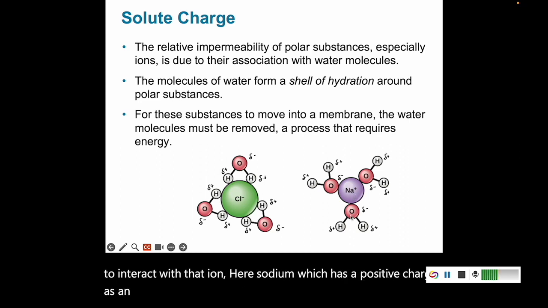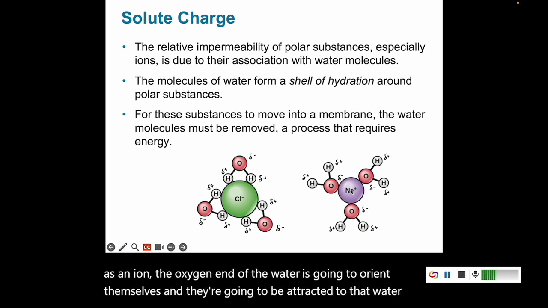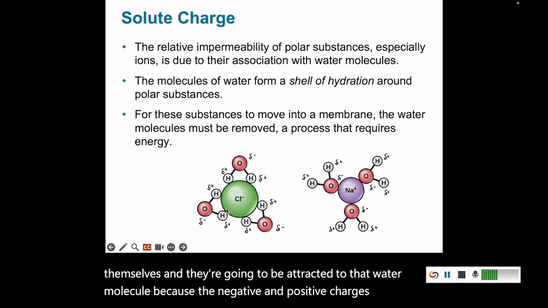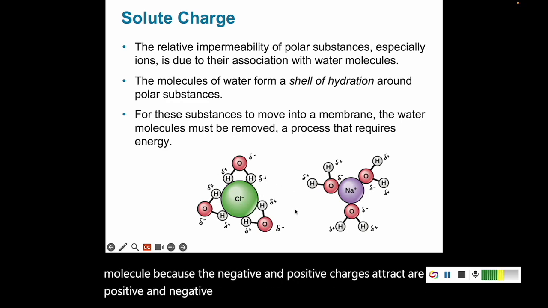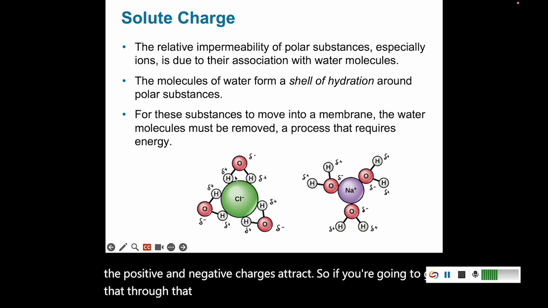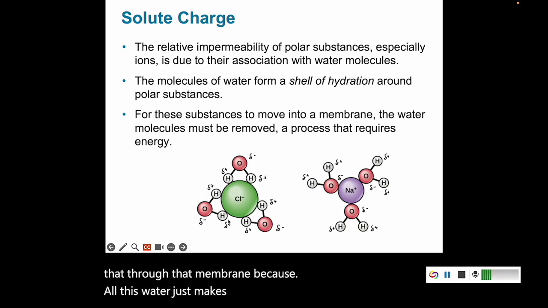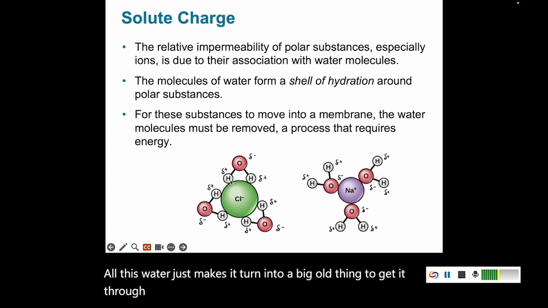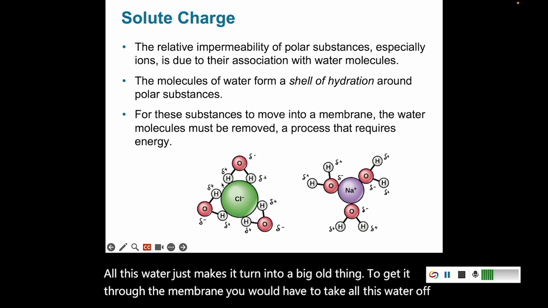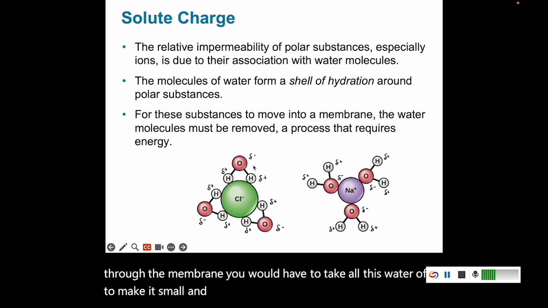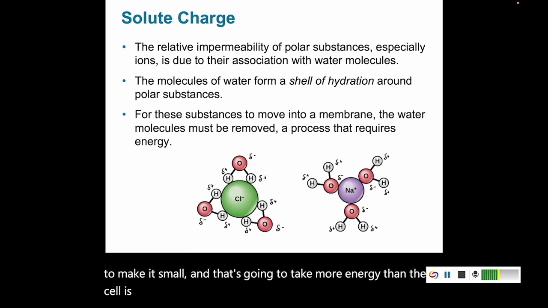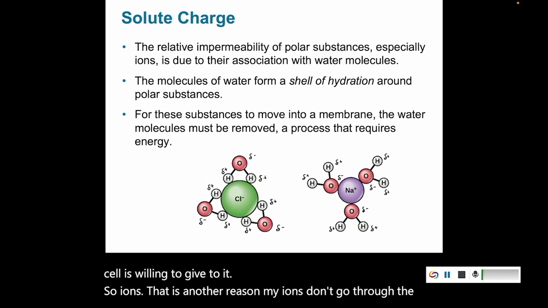Here, sodium, which has a positive charge as an ion, the oxygen end of the water is going to orient themselves, and they're going to be attracted to that ion because the positive and negative charges attract. So if you're going to get that through that membrane, because all this water just makes it turn into a big old thing, to get it through the membrane, you would have to take all this water off it to make it small, and that's going to take more energy than the cell is willing to give to it. So that is another reason why ions don't go through the cell membrane.